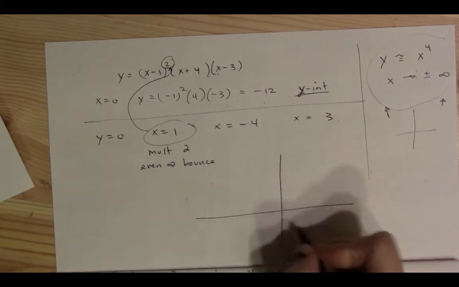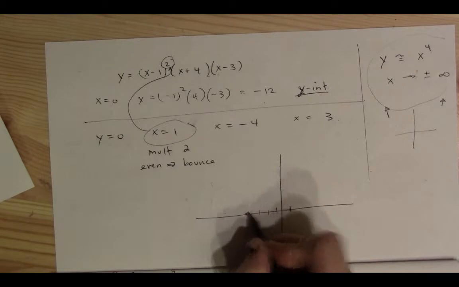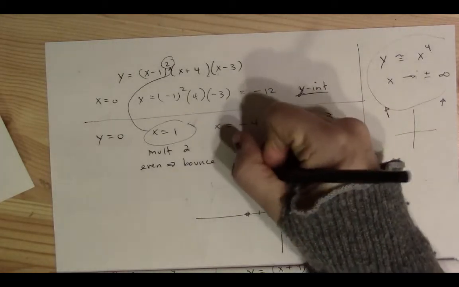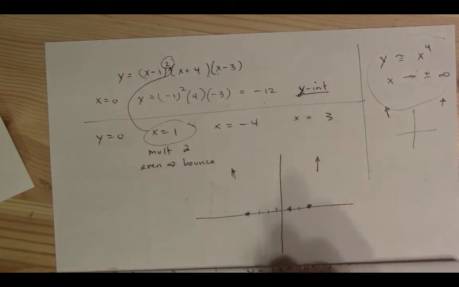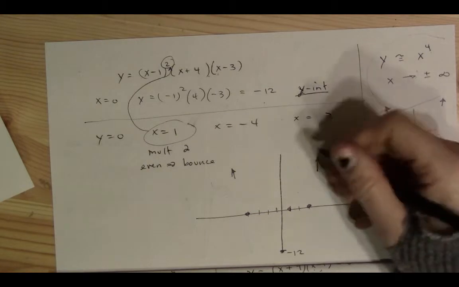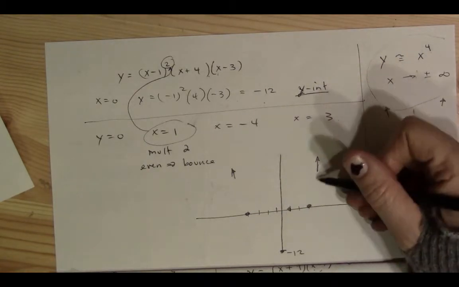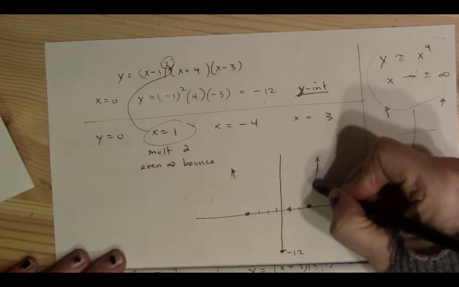So we go over here, we find the point x equals 1, x equals minus 4, and x equals 3. Then we note our end behavior, up, up, and our y-intercept, minus 12. We'll just pretend this is minus 12 right there. So it looks like we're going to come down through here and then up. Oh, wait a minute. That's interesting. Okay, so we're going to come down through here.